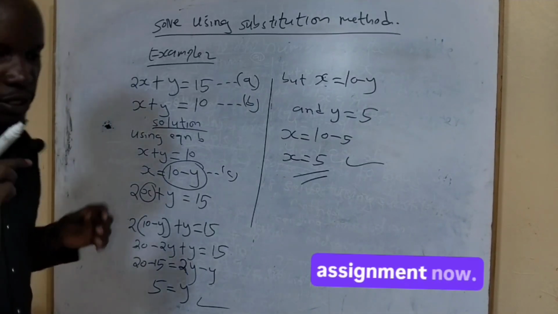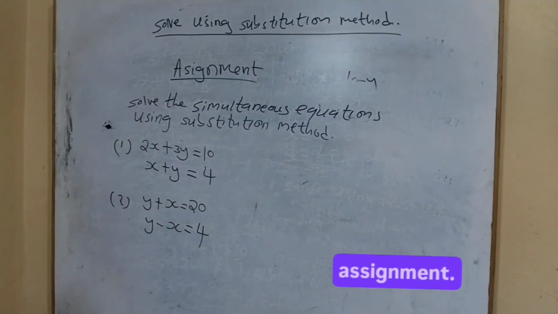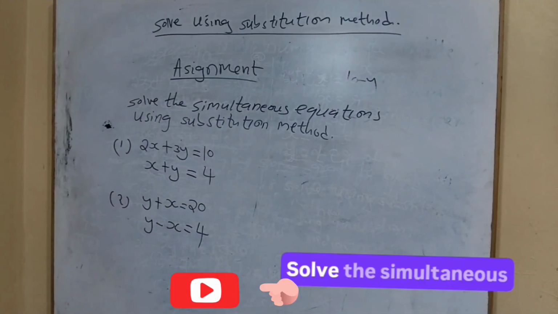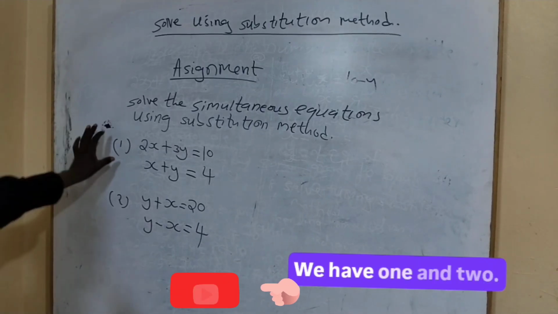I want to give you an assignment now. Now that is our assignment. Solve the simultaneous equations using the substitution method. We have 1 and 2.